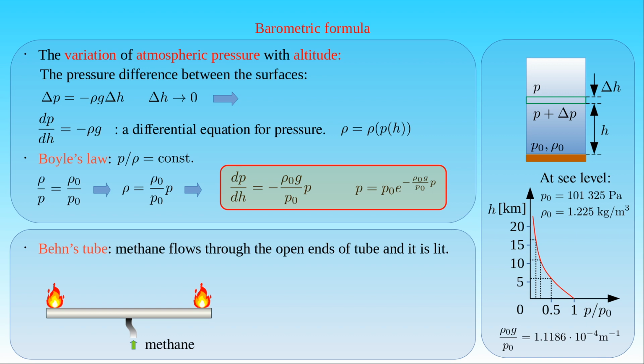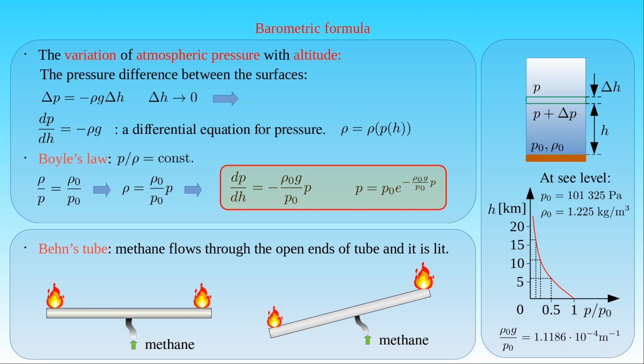We can explain this result with the fact that the difference between the pressure of methane and the pressure of air is the same at both the openings. When the tube is tilted, the upper flame becomes larger than the lower one. This shows that the pressure difference between the outside air and the methane leaving the tube is greater at the upper opening than at the lower one.